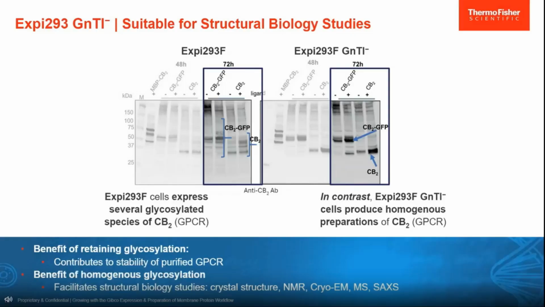So from this study, they show that expressing this GPCR in the GNT1- cells, again, produces these homogeneous preps as opposed to expression in the parental cell line, which produced several glycosylated species. Retaining glycosylation and/or having a more uniform glycan profile is often desirable for various subsequent biophysical, biochemical, or structural biology studies. In addition, the XP293 system is scalable to meet downstream research needs.